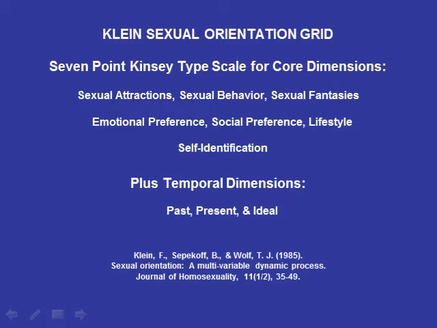In addition, Klein also considered the past, the present, and the ideal in terms of people's sexual attractions, behavior, fantasies, emotional preference, social preference, lifestyle, and self-identification. The Klein scales were a great improvement in terms of conceptualization of sexual orientation, with the addition of 4 more scales, and also with the addition of looking at an individual's past, present, and ideals.